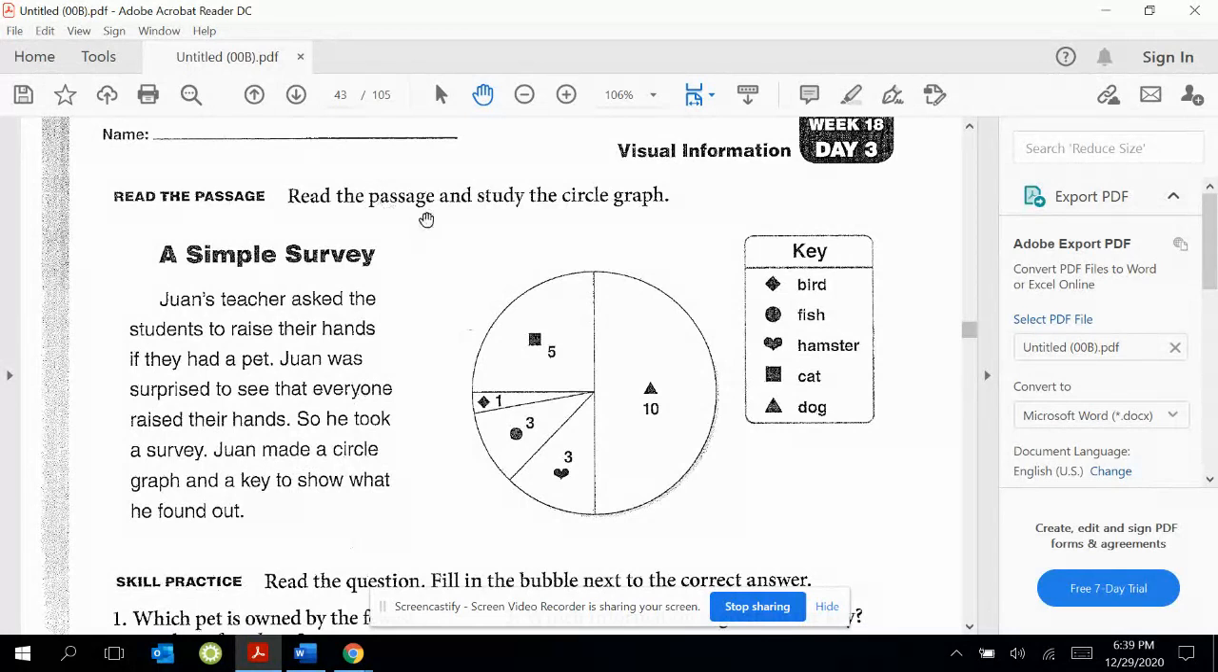The instructions say read the passage and study the circle graph. It's important to pay attention to the most important parts of a piece of visual information. So it would be really important to look at the key so that you know what each of these things mean.